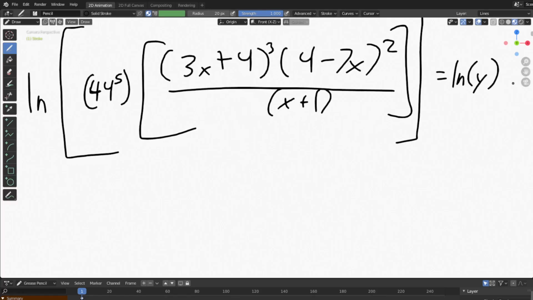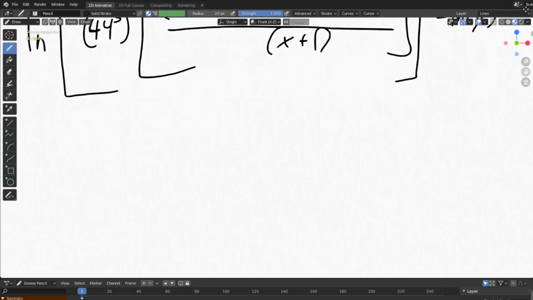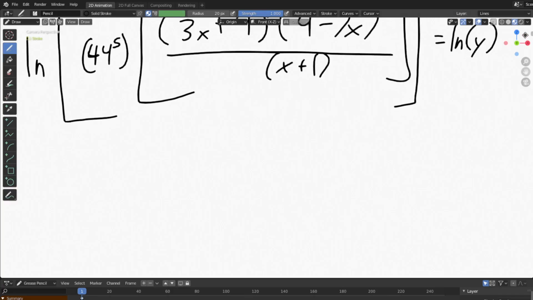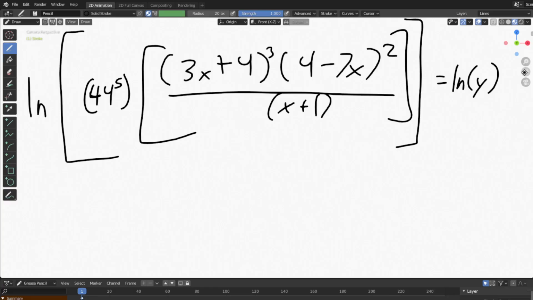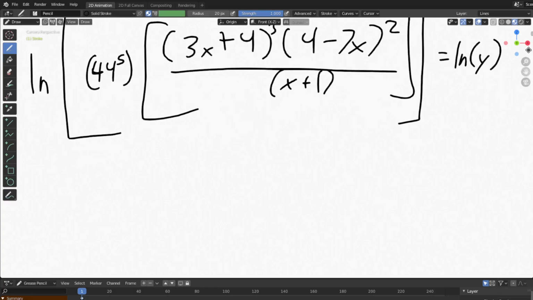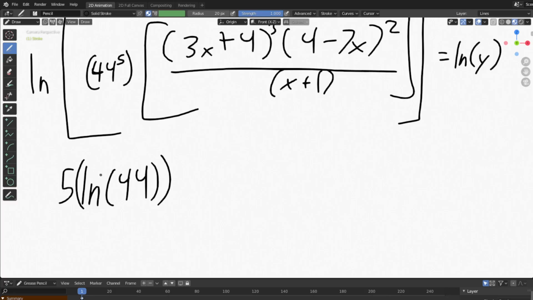These are rules that I'm assuming you already know, because calculus doesn't reteach logarithm rules. All of this multiplication and division just becomes subtraction and addition inside the inverted world of logarithms. So what this actually is, ln of 44. And the exponents become multiplication.